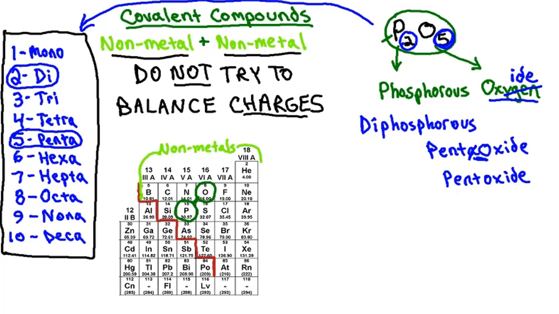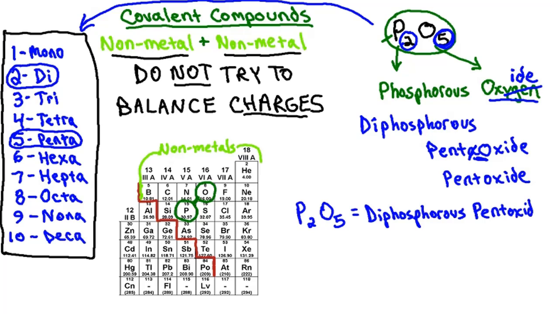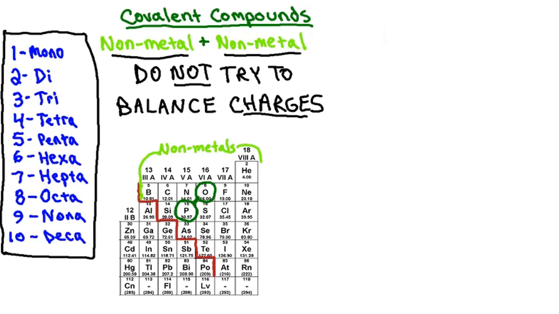So P2O5 is going to be called diphosphorus pentoxide. So let's try another one.